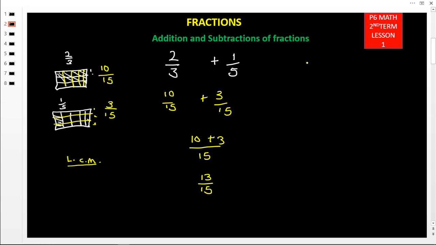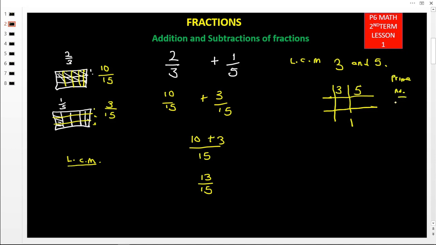So we have to get the LCM of 3 and 5. Here we are going back to that method of getting the LCM, which is called prime factorization, and we are going to be using the ladder method. Now when we are prime factorizing, we are using prime numbers. So what are those prime numbers?